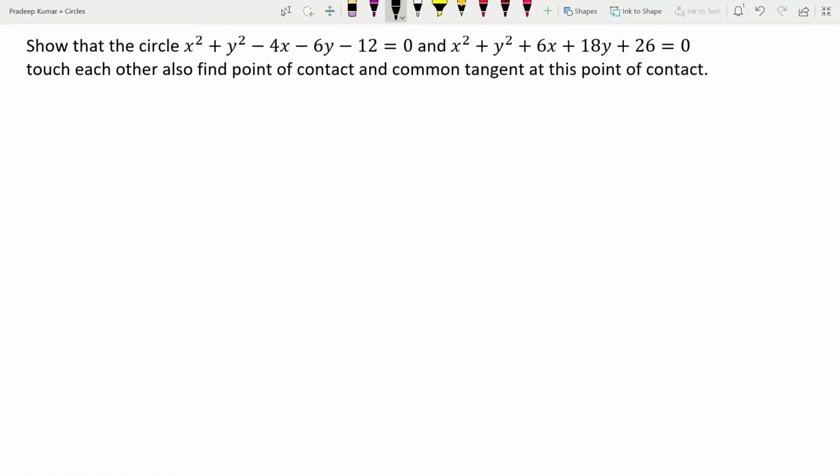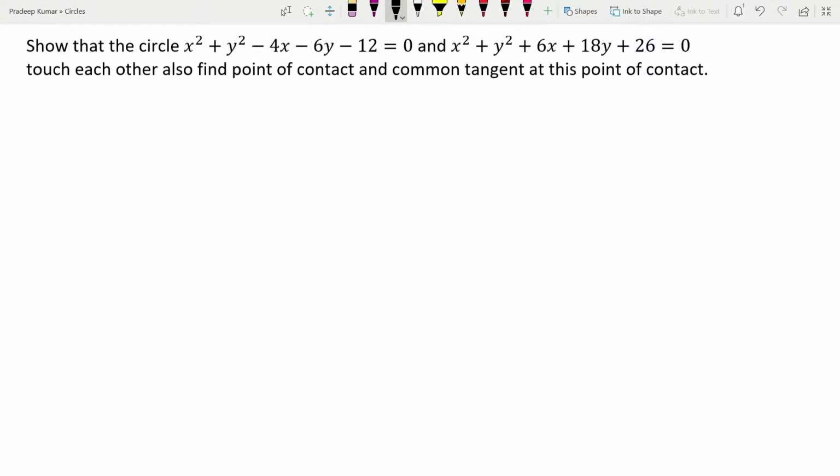So here the question says that there are two circle equations. Here is one of the equations, here is the other equation. These are the two circles. So the first point is that we have to prove that these two circles are touching. The circles might be touching internally or externally.